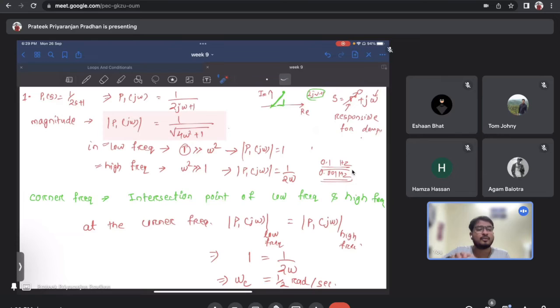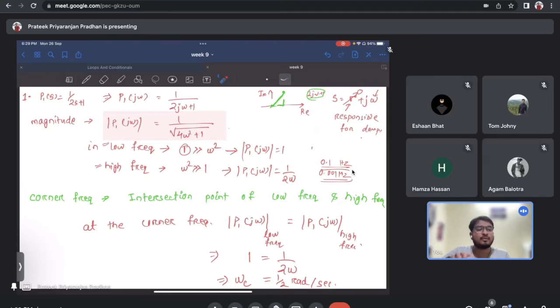So what happens? G(j omega) will be 1 upon (j omega) square plus 3 j omega plus 9. That implies 1 upon negative omega square, because j square is equal to minus 1, plus 3 j omega plus 9, which I can rewrite as 9 minus omega square. This is the real part, plus 3 j omega, which is the imaginary part. Till now, is it clear?